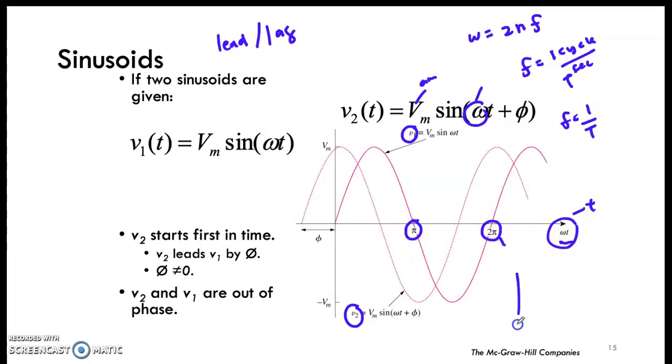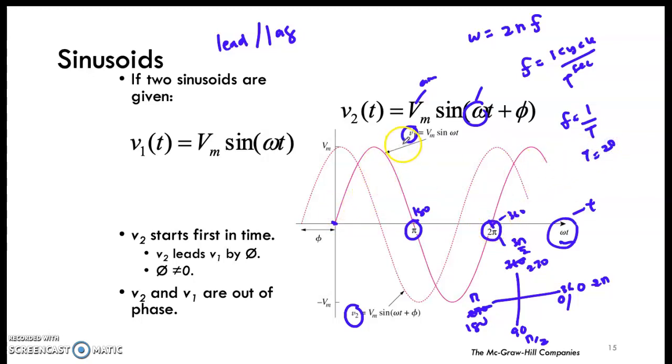So 2 pi means, let's recall, here is 0. Let's say this is 90, 180, 270 and 360. So this is pi over 2, this is pi, this is 3 pi over 2, and this is 2 pi. Pi means 180, this one is 360. So the period here is 2 pi, from where it starts to repeat itself, from this point to this point.